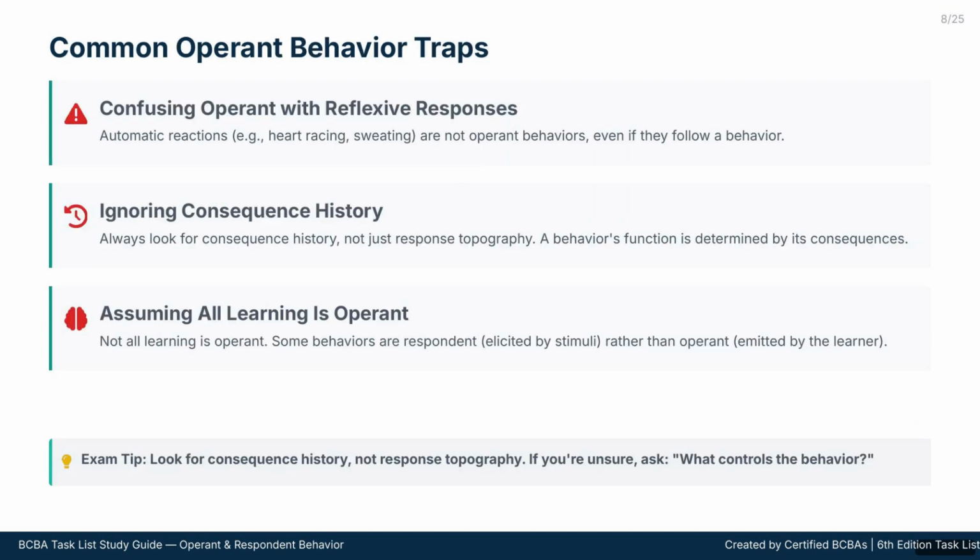One common trap is confusing operant behavior with reflexive responses. Automatic reactions like heart racing or sweating are not operant behaviors, even if they follow another behavior. Another trap is ignoring consequence history and focusing only on what the behavior looks like. Not all learning is operant. Some behaviors are respondent and controlled by stimuli. When unsure, always ask, what controls the behavior?